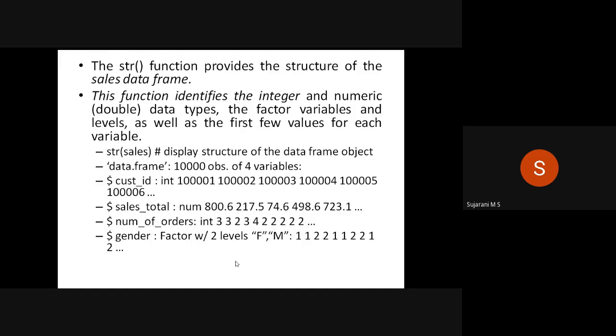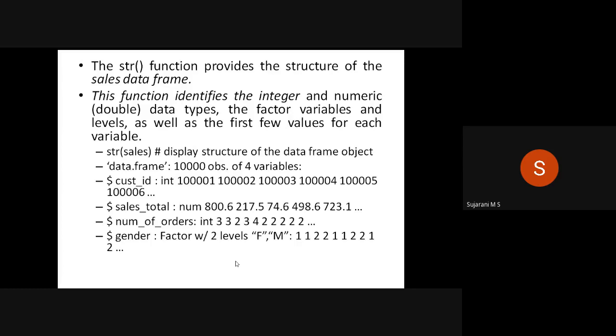Simply, this str function provides the structure of a data frame. For example, if you want to display the structure of sales data, we can use the function str in brackets, and provide the data frame object, that is sales. The output will be like this. First it displays that it is a data.frame and contains 10,000 observations of 4 variables. Next, it displays how many variables are in our file.